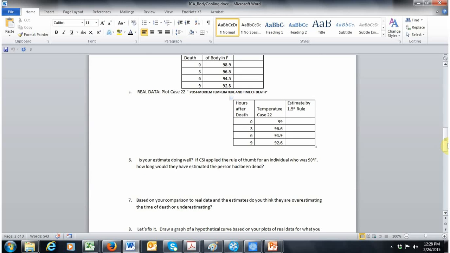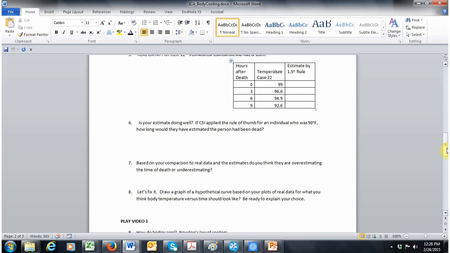So again, in number 7, you're going to really look at the data and see if it's overestimating or underestimating the time of death, and draw what you think the real curve would look like in comparison to the curve that you've graphed with the line.